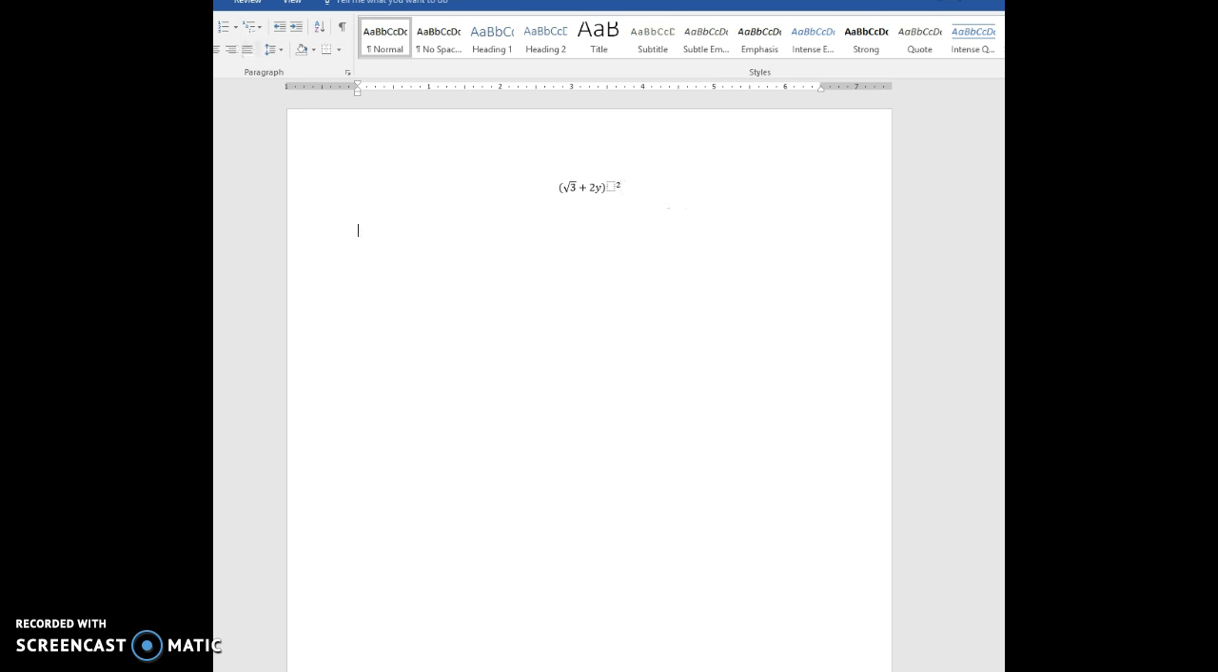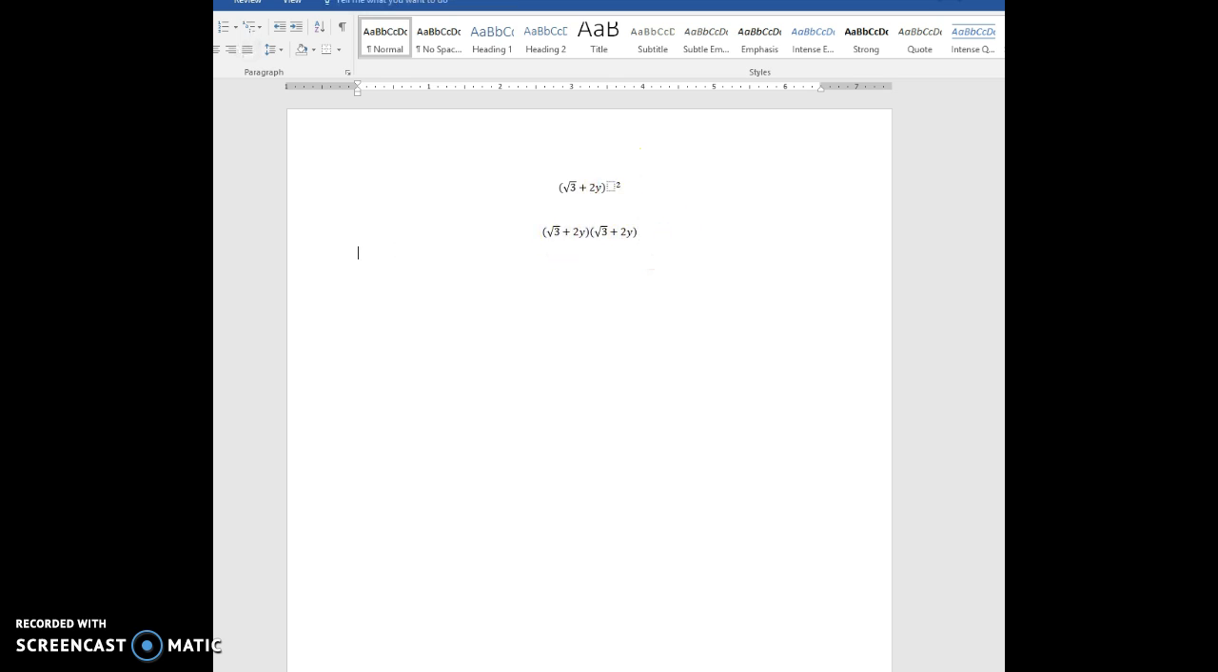The first thing I have to remember is that something squared, like 3 squared or 4 squared, means that number times itself. So 3 times 3 or 4 times 4. So in this case, I would need to write that square root of 3 plus 2y, let me see if I can just copy it, twice, and have it multiplied by itself. So that's how it would look. So instead of having something squared, I would have it times itself.